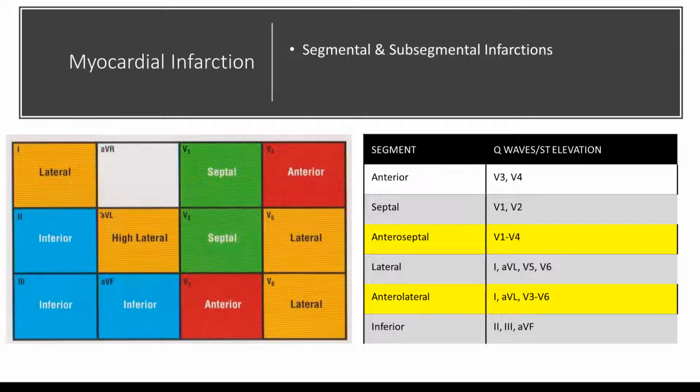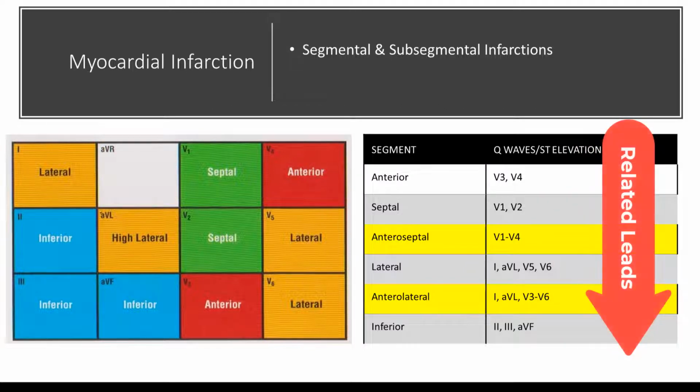The leads that are related are listed on the slide. Anterior, again, is V3 and V4, septal, V1 and V2, lateral leads 1, AVL, V5 and V6, and inferior leads 2, 3, and AVF. I hope now that you have an understanding of how we establish diagnoses of myocardial infarction based on the 12-lead ECG. The next section will provide you with exercises on the interpretation of MI and localizing that particular MI.